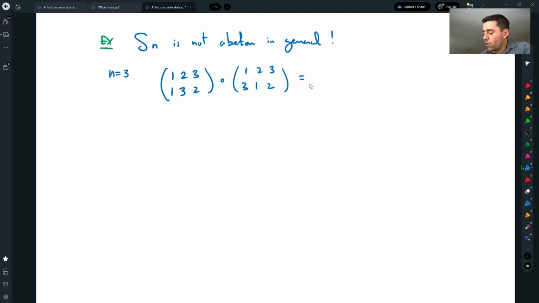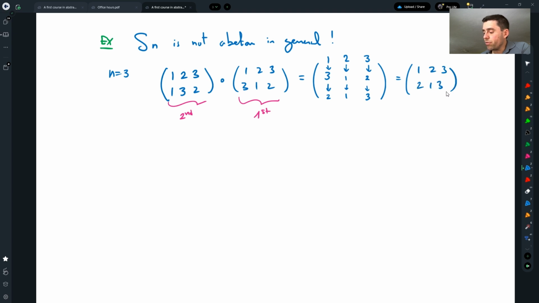So first, this one is the first one to operate on numbers, and then this is, so this goes first and this goes second. So let's see what is happening. 1 with this one goes to 3, and then this one, the second one, sends 3 to 2. So 1 was going to 2 after all. 2 goes to 1 first, and then 1 goes to 1. So 2 goes to 1. And 3, through the first one, 3 goes to 2, and then 2 goes to 3. So overall, this one, 1, 2, 3 is 2, 1, 3.